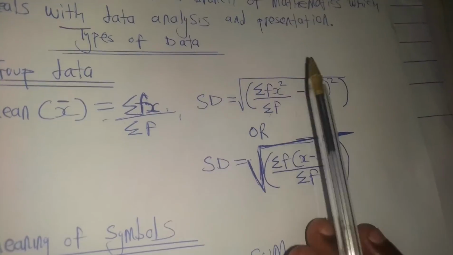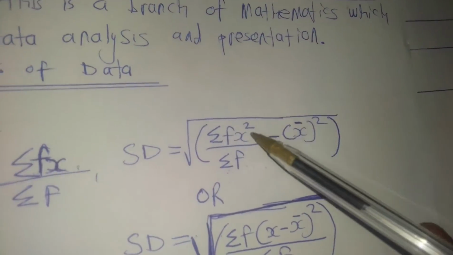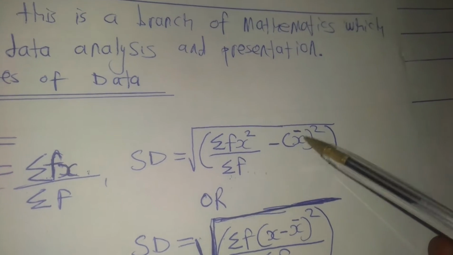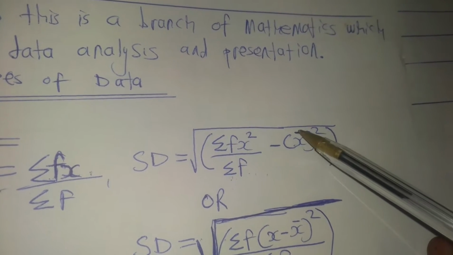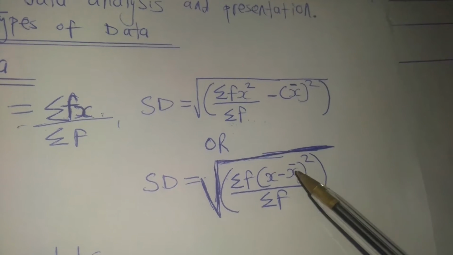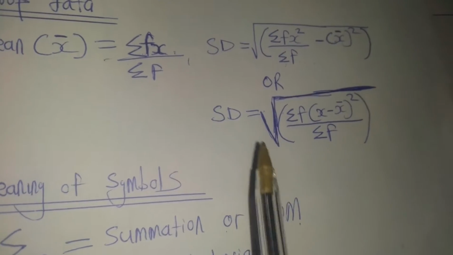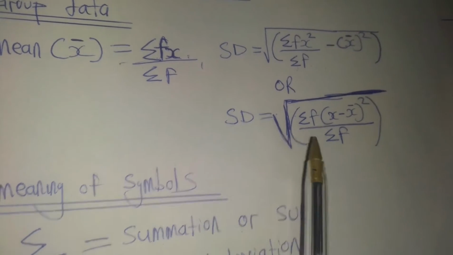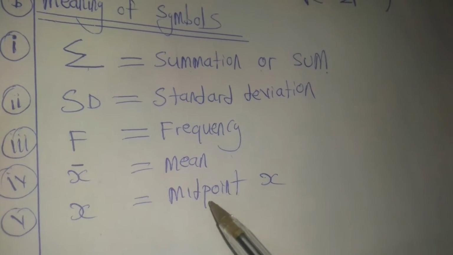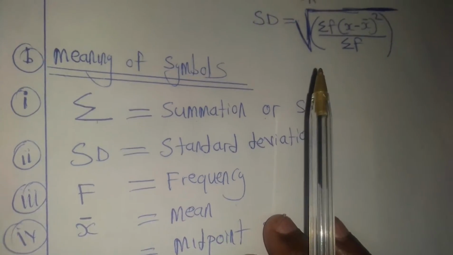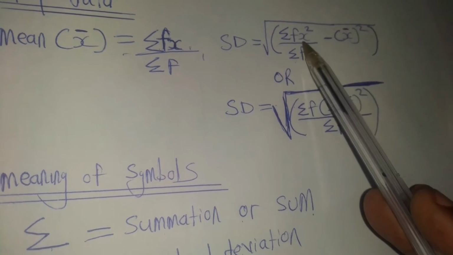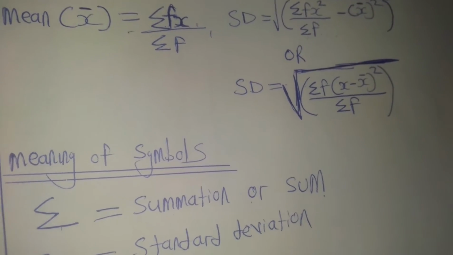Then x and the bar. Take note that other formulas don't have x and the bar. Like here, this doesn't have x and the bar, it's just x. But this one has x and the bar. This line is called the bar, and it means it is the mean. Also here there is x and the bar, so it is the mean. Here we don't have it, which means it is not the mean. So x bar represents the mean, while x only represents the midpoint x, like here and there.